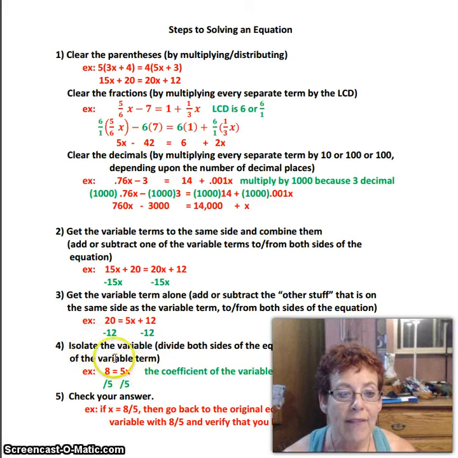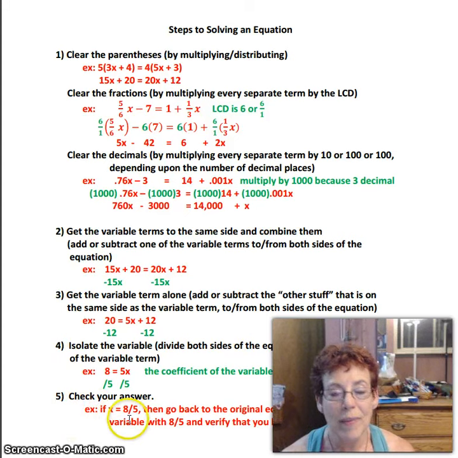Then, once we have our variable term alone and something else on the other side, whether it's a number or a fraction, which it wouldn't be because we got rid of fractions up in that first step. But whatever we have here, even if it's a 0, we want to divide both sides by the coefficient of the variable term. That is the number in front of the variable. In this case, the coefficient is 5, so we divide both sides by 5. This is the step that a lot of you are missing.